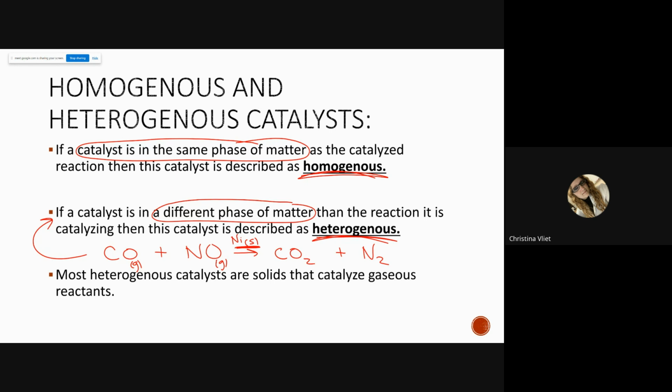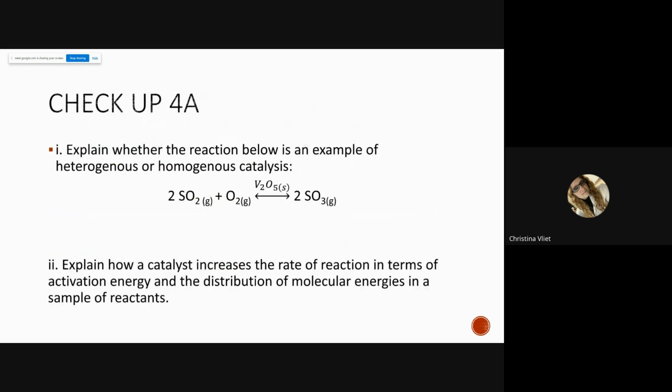And it says here, this is going to happen in your organic reactions coming up soon. So you're going to see tons of examples of this when we get to organic part 2. Most heterogeneous catalysts are solids that will catalyze gaseous reactants or aqueous solutions.